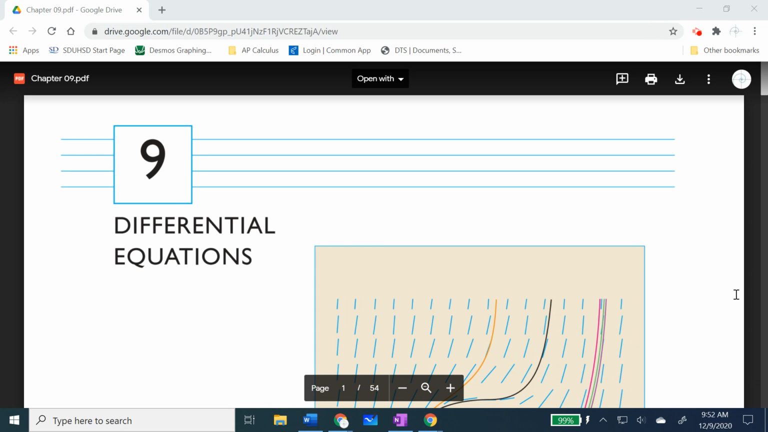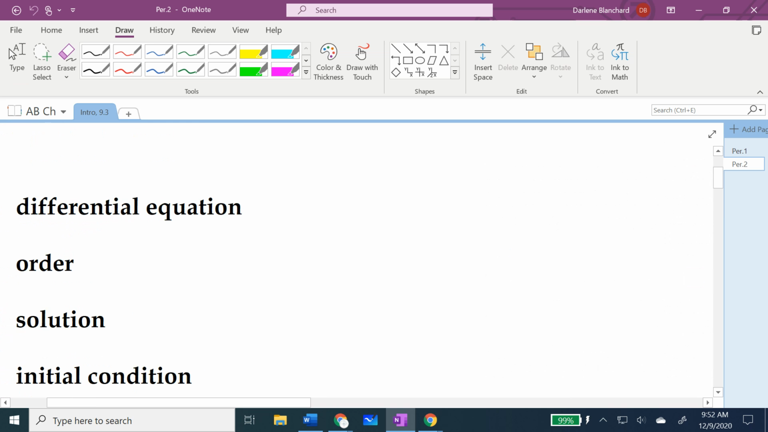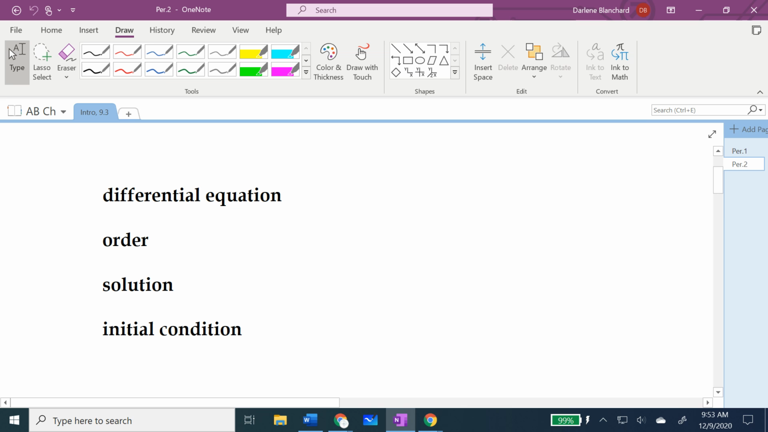Okay, so differential equations, what are they? A differential equation, so these are some vocabulary words that I'm going to walk you through. They almost say themselves. A differential equation is an equation that has derivatives in it.